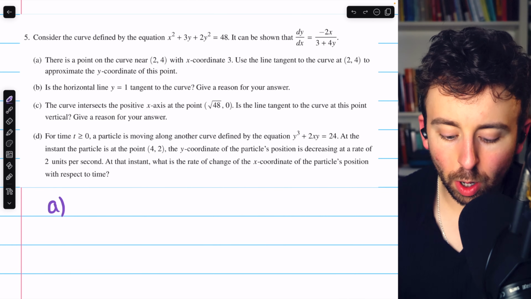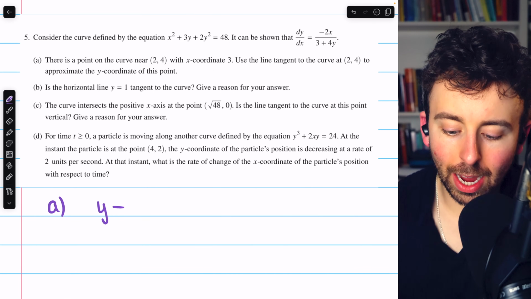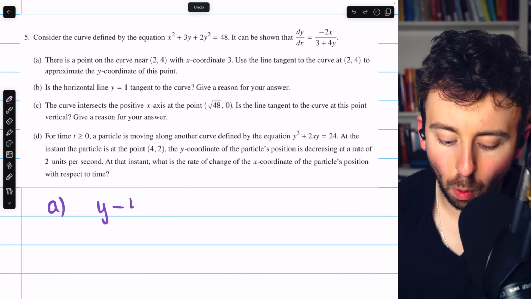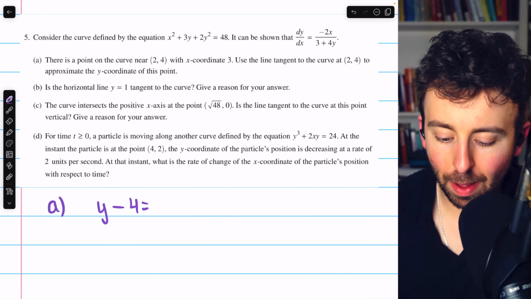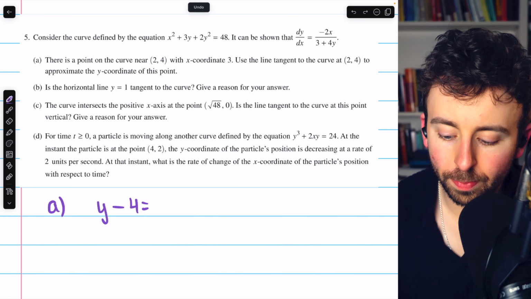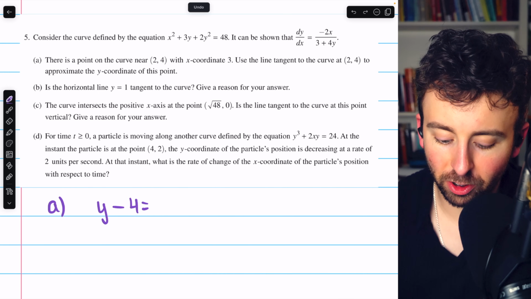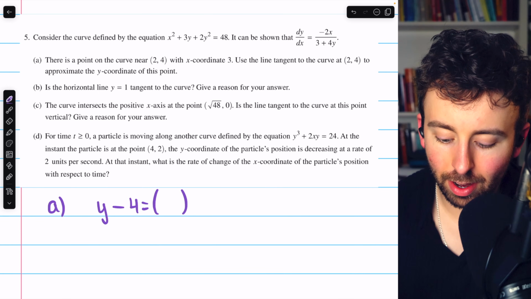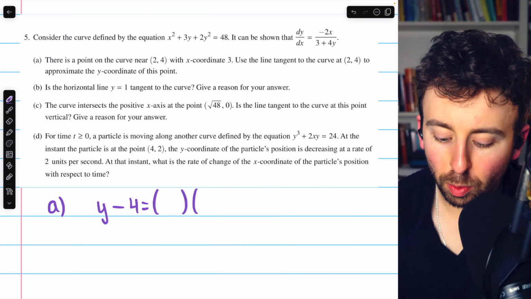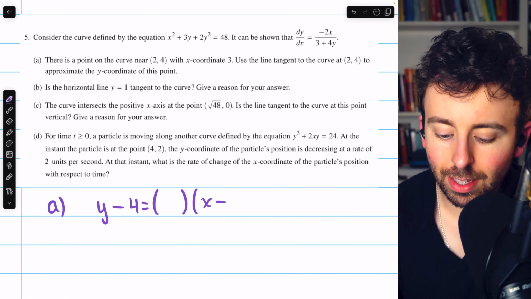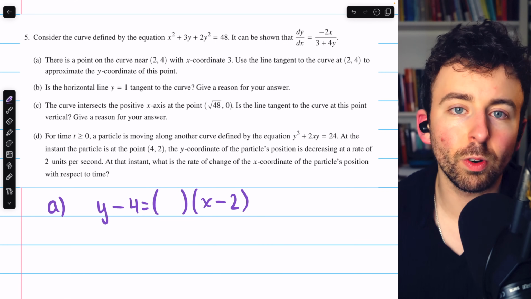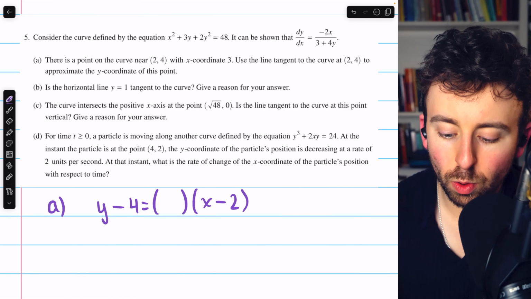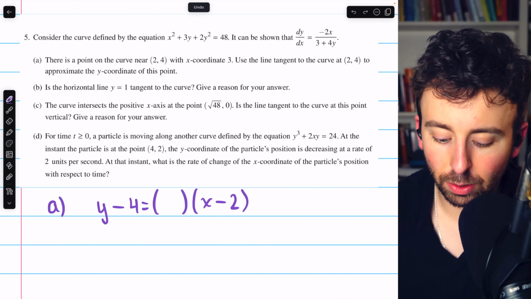tangent line. So for our tangent line, we will have y minus the y-coordinate, which is 4, equals the slope, and we can find the slope by plugging this point (2, 4) into the given derivative expression. So I'll just put parentheses there and we'll come back to that. The slope will be multiplied by x minus the x-coordinate, which is 2. We are just using this given point of (2, 4) to construct a tangent line, and we'll use that to approximate the y value when x equals 3.